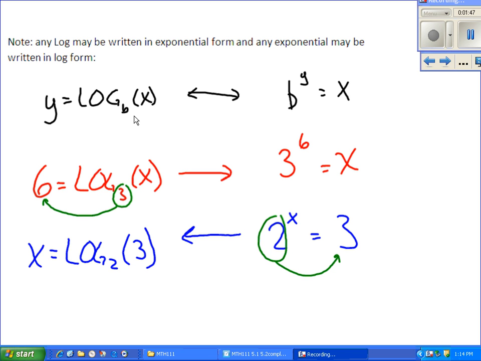I'm a visual person, so the way I like to think of this, if I'm trying to rewrite 6 equals log base 3 of x as an exponent, I take the base of the log, which is 3, swing it over to the other side. That pushes up the 6 and gives me 3 to the power of 6. The log drops off, and so it equals x. If I'm in exponent form and want to get to log form, the base of the exponent is going to swing to the other side to become the base of my log, and then the x falls down. So x equals log base 2 of 3.